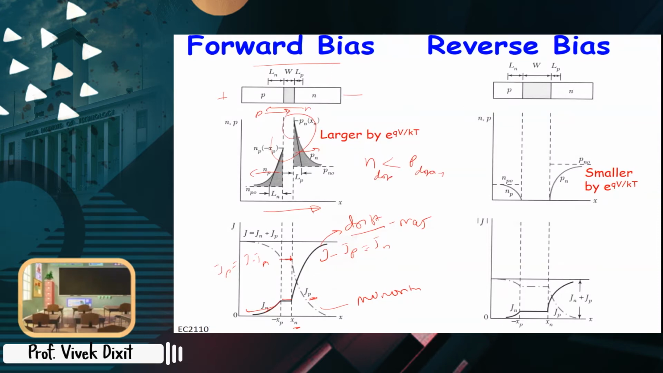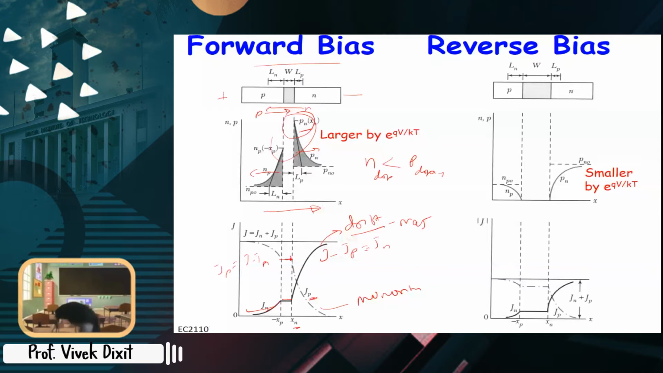Or you can see the number of carriers that are injected. Now for the same potential, the number of carriers that are injected is more here. So that means P doping is more. That means the current contribution due to minority holes will be more than the minority electrons. And if this gap is large, then you can say, okay, so this is the forward bias discussion.